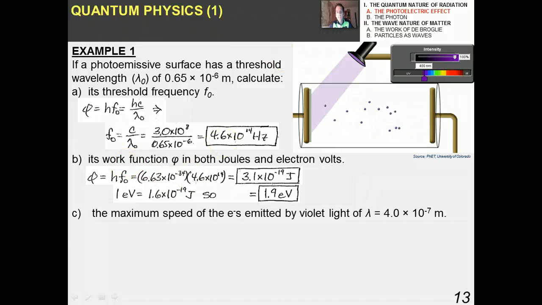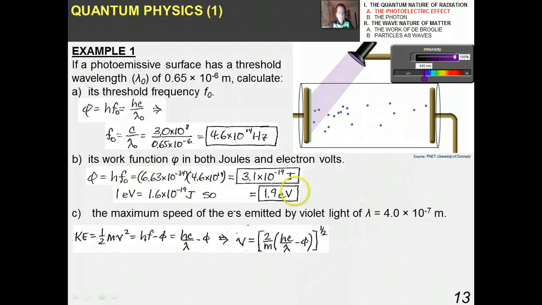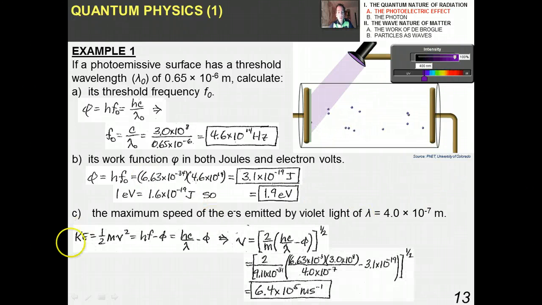Okay, the maximum speed of the electrons emitted by violet light of 400 nanometers, which is what I have here shown in this diagram. Okay, here I'm gonna equate kinetic energy to the energy of the photon. Okay. And that's okay, I can do that because electrons have mass and photons don't. And when I do that, I end up rearranging and solving for v, and I get 6.4 times 10 to the 5th meters per second, which is pretty darn fast.